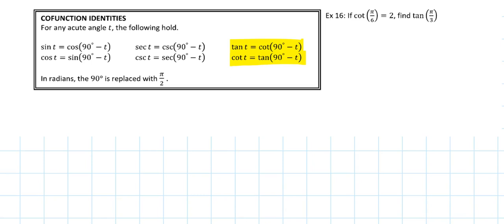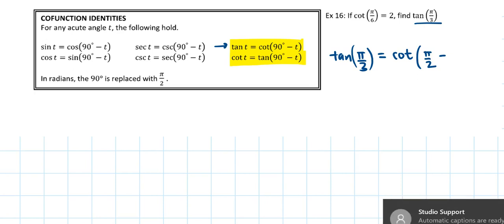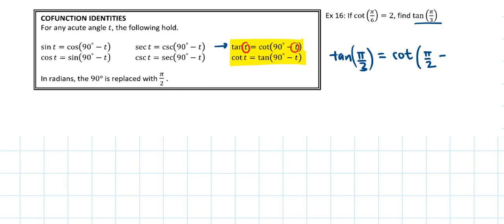If we're given the cotangent of pi over 6 is equal to 2, they want us to find tangent of pi over 3. So sometimes you can start either way. But if I'm looking at tangent of pi over 3, I can use this particular cofunction identity. Tangent of t is equal to cotangent, and since we are in radians, we're going to look at pi over 2 minus t. So in this case, just keep in mind that we are matching here. So we'd be subtracting off pi over 3.